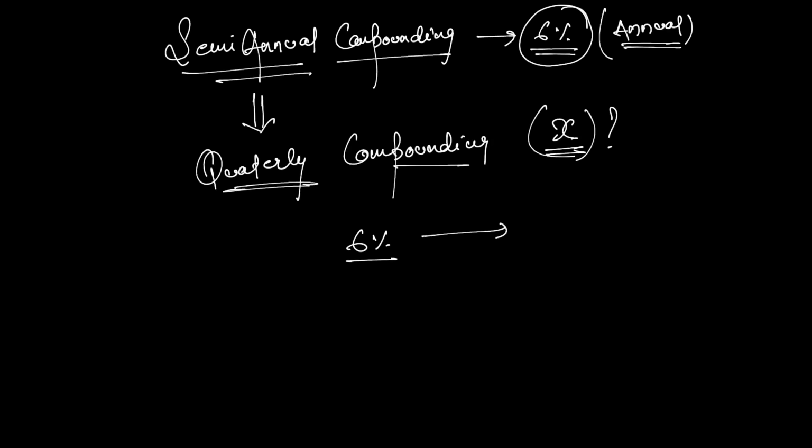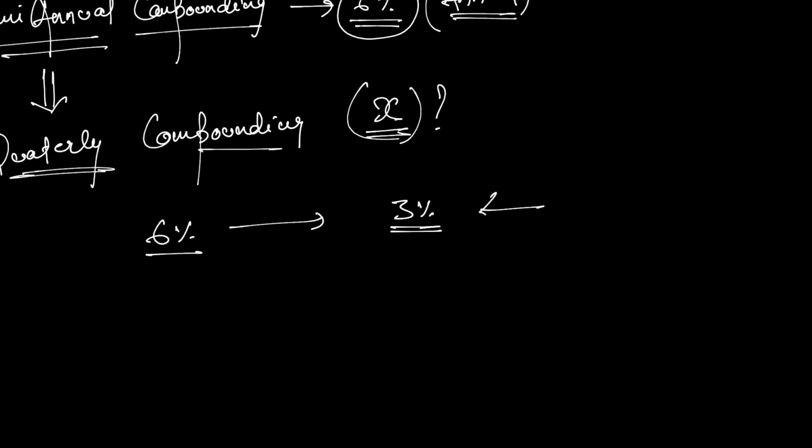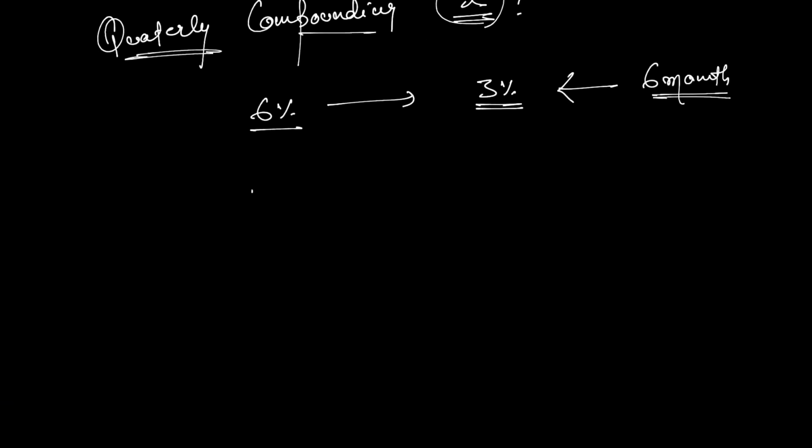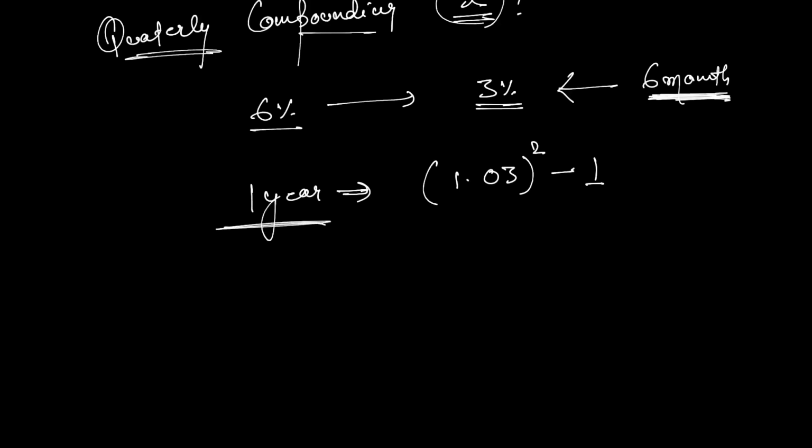The first thing, if you have semi-annual compounding 6%, what is the implicit effective interest rate? The implicit effective interest rate is 6 by 2, that is 3%. But this is the effective interest rate of what? This is the effective interest rate of 6 months. So what is the effective interest rate of 1 year? You have to play with power. So 1.03 raised to the power 2 minus 1, because you're moving from 6 month effective interest rate to 1 year effective interest rate.